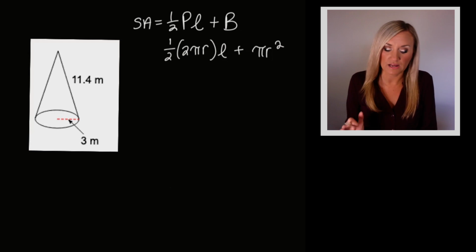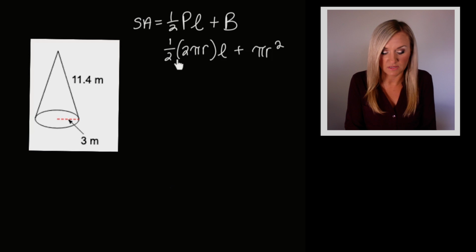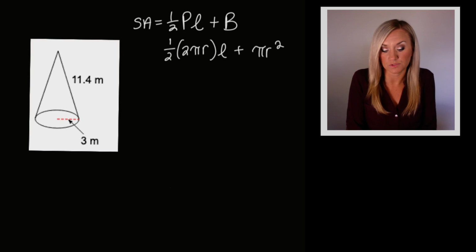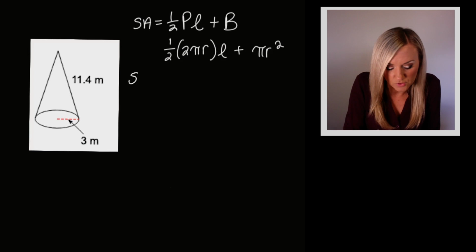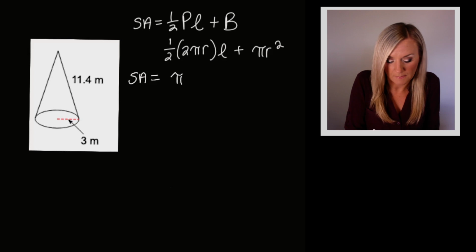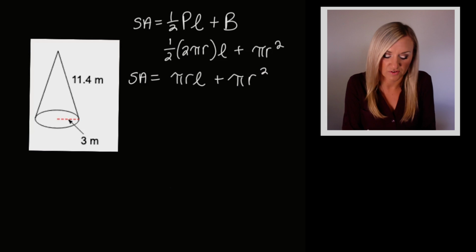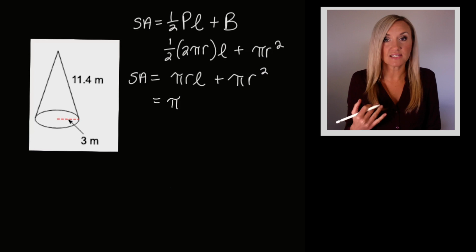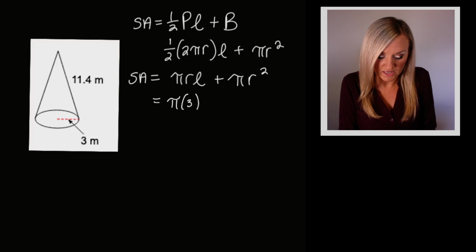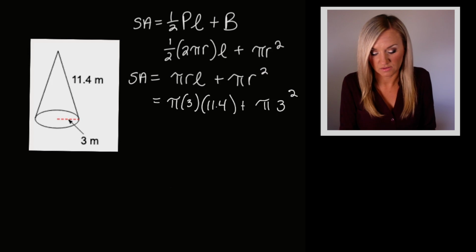Okay, so awesome. Now from there, we can condense this a little bit, because half of 2 right here in the beginning is just 1, and 1 times pi r is just pi r. So I'm going to rewrite this formula for surface area of a cone to say pi r L plus pi r squared. All right, so now let's plug in for our variables. Pi stays the same. Our radius in this problem is 3. So 3 times the slant height, which is 11.4, plus pi 3 squared.